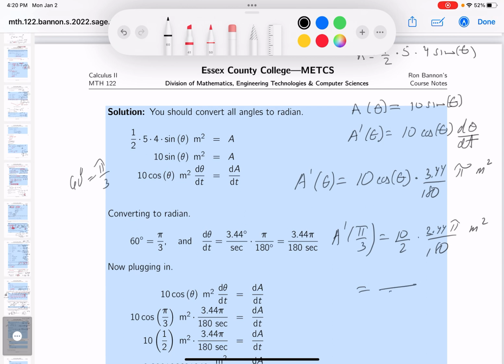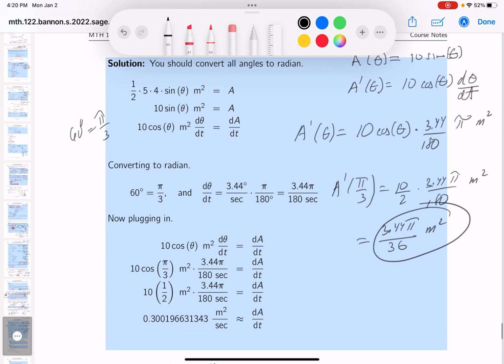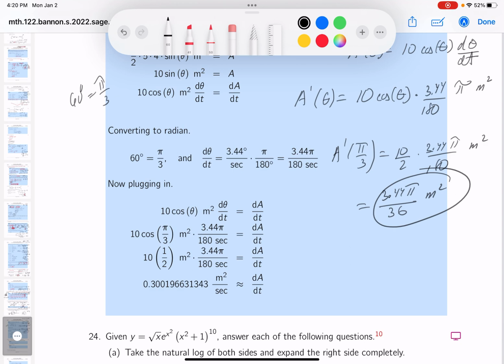18, 36. 3.44 pi. Let me make sure I did that right. 10 into 180 is 18. 2 times 18 is 36. 3.44 pi over 36, meters squared. All right. Again, if you're on an exam, don't worry about the arithmetic. Let's see if I got the same answer.